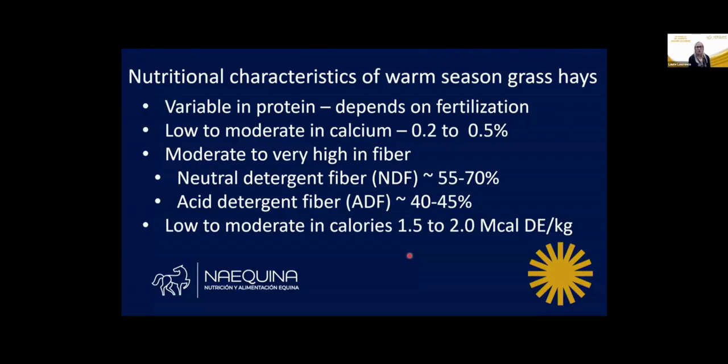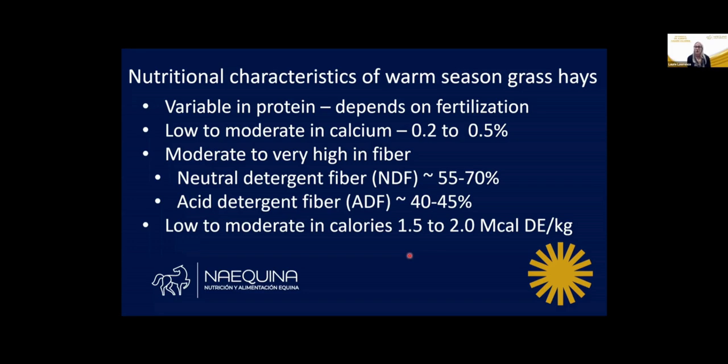Some of their nutritional characteristics would be that, again, here I just said that they were variable in protein, and even more so than the grasses would be. And they are quite sensitive to nitrogen fertilization. So if you grow a warm season grass and provide a lot of nitrogen, you can actually get a fairly high level of crude protein.